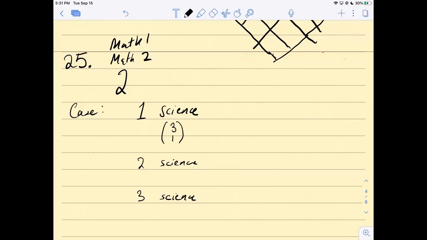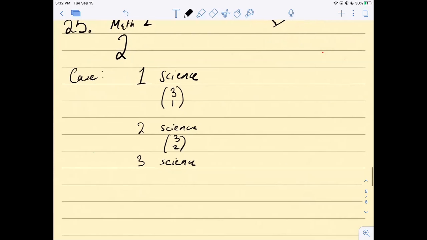If you do 2, and you have to do at least 1, so that's where you start. How many ways are there to do the 2 science classes? 3 choose 2. You choose 2 also. And then if you do all 3, there's only 1 way to do that. You just have to do all 3.